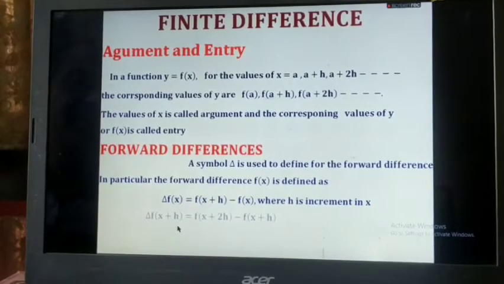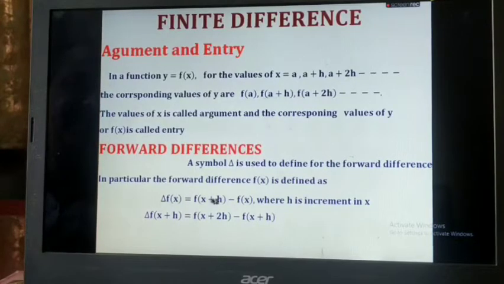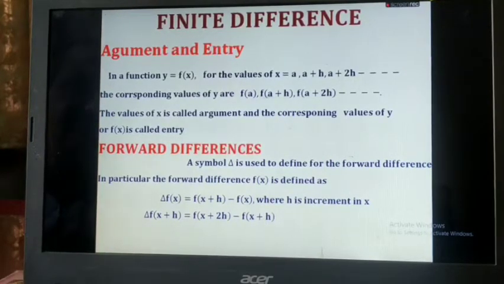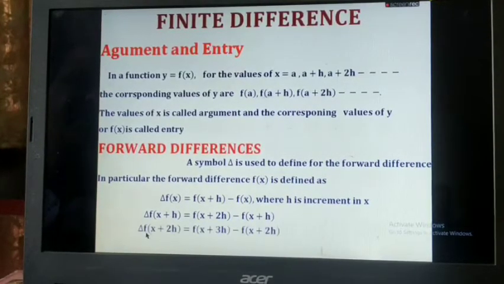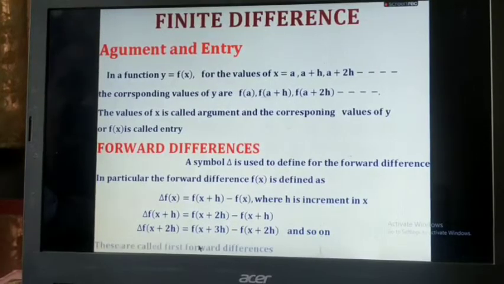And thereafter, if you want delta f of x plus h, then it is f of x plus 2h minus f of x plus h. That means x is replaced by x plus h in the previous step, and we get delta f of x plus h. Similarly, you can get delta f of x plus 2h, and so on. These are the first forward differences.